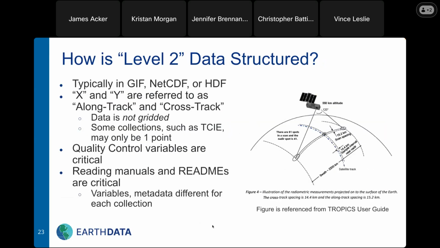So how is this level 2 data structured in this analysis specifically? Well, level 2 data can have a few different file formats or granule formats, usually in GIF, NetCDF, or HDF. HDF is, of course, underneath the NetCDF library. But what you will notice with all of these is that it's not as simple as accessing a file and seeing that it has a time dimension, a latitude dimension, and a longitude dimension like you might be used to with some of our level 3 collections.